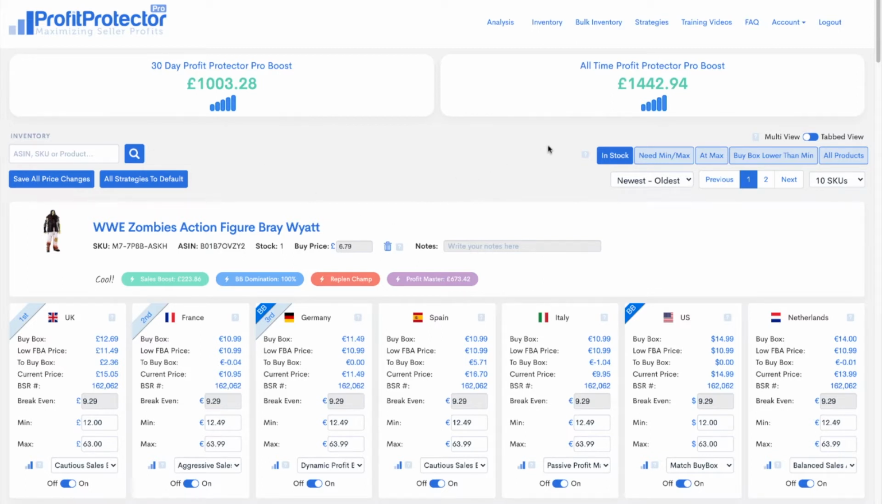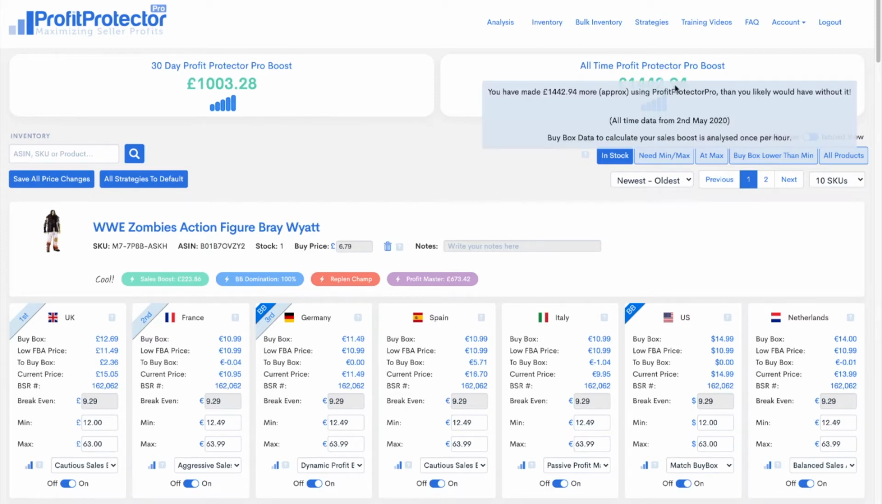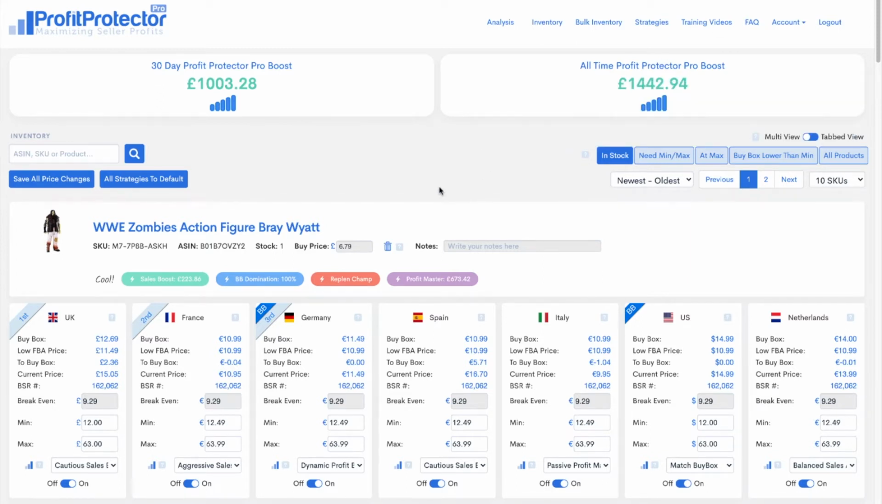And then we've got an all-time boost as well. This boost only came into Profit Protector Pro in June 2020, so it's only just been turned on. So this is the last 30 days, and then this is all time. Obviously, it's been being built for the last few weeks, so there's already some data in there for clients. But this also tells you, over a period of time, all time for your Profit Protector Pro account, how much it has built up and how much it has boosted your profit on your ASINs.